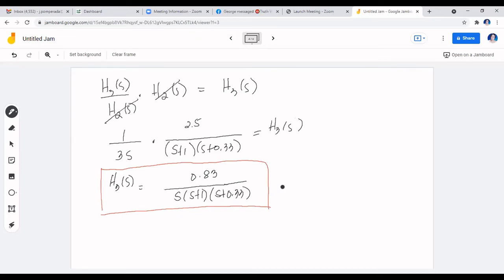analytically. Now, in terms of the graph, we don't have a graph for H3 of t. We only have a graph for H2 of S and H2 of T and H1 of T. But as for H3 of T, we don't have because the plotted curves are all only applicable for second order systems. It is not applicable to a third order system.